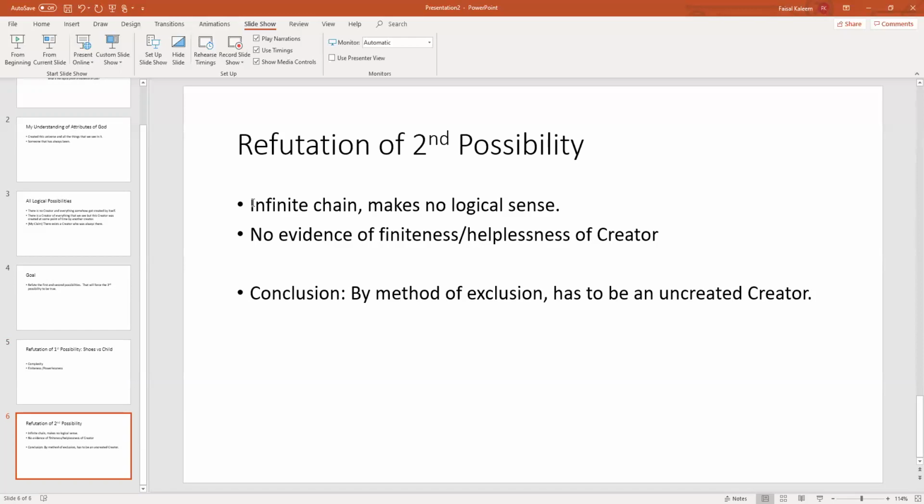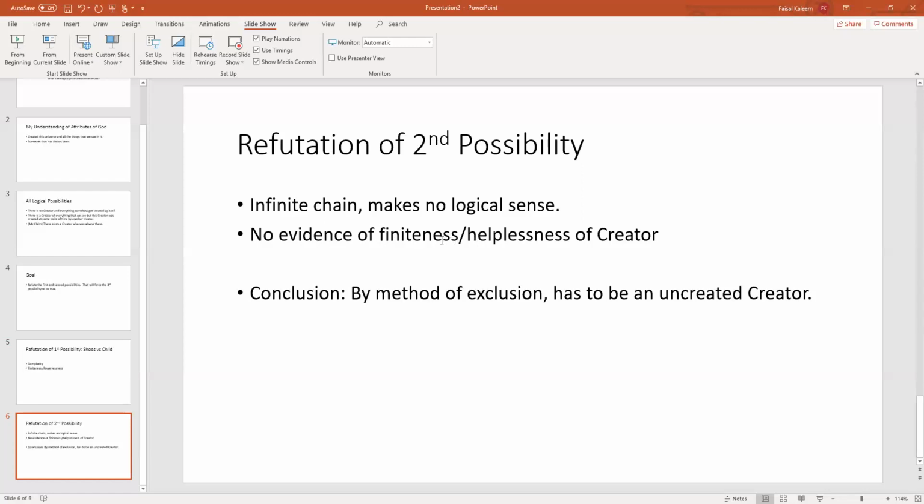which then forces us to the conclusion that there cannot be infinitely many creators upon creators. Therefore, the only possibility left for us is that there was just that one creator. That creator does not need to be created by anyone else. And obviously, it's that second point which results in that argument. Because of that, we have to believe that the creator is actually not finite and not helpless. Because if the creator was finite and helpless, then since the complexity is already there, that would call for a creator.